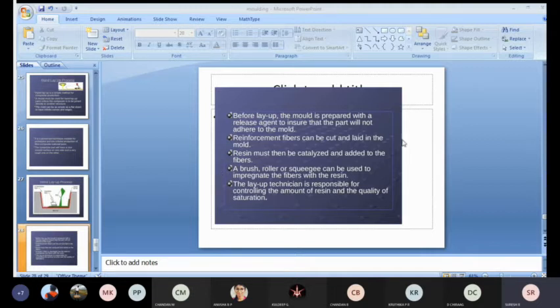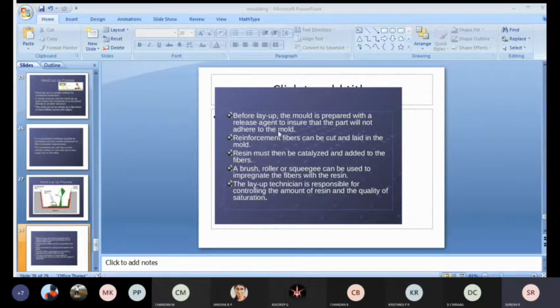The layup technician is responsible for controlling the amount of resin and the quality of the saturation. The person doing it is responsible for the quality also. If you follow the correct procedure, you can get a good quality product. The main advantage is that the cost of this process is very low. The cost of the production equipment is very low.